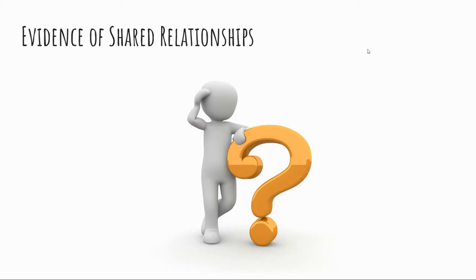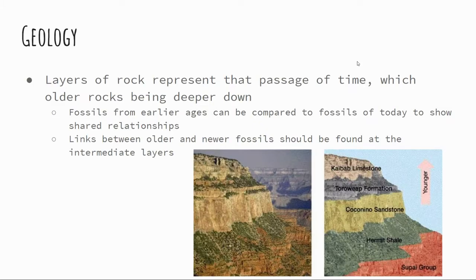So what evidence do we have? What can we look at to say, yes, there is evidence of shared relationships? Well, first off is geology. You know and I know that the layer of rock that a fossil is found in can be related to how old that particular fossil is. So older fossils found in deeper rock layers can be compared to fossils found in more recent rock layers to see if there are any characteristics that are shared between those organisms.